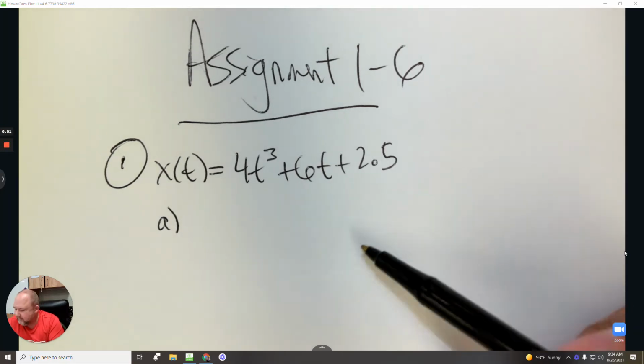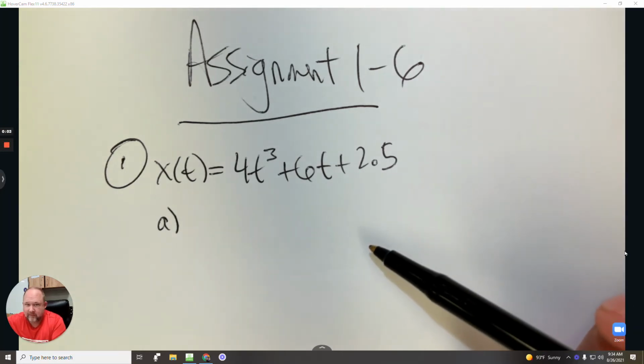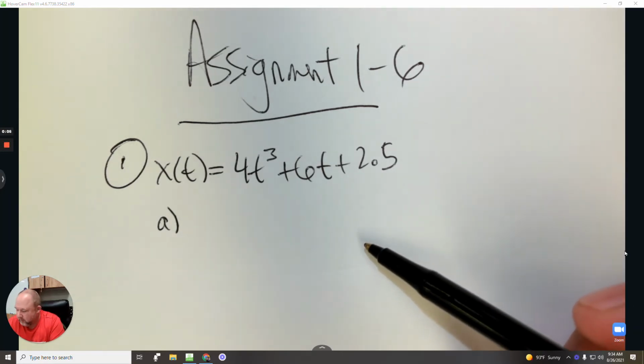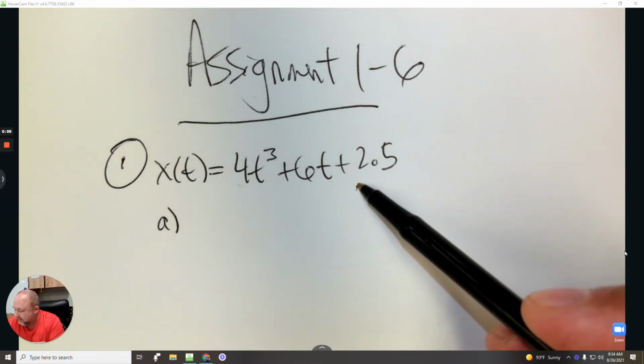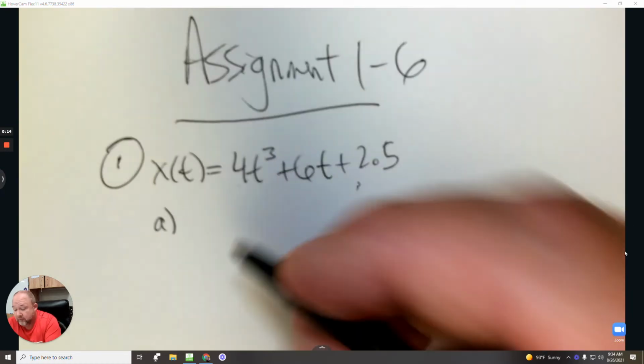Assignment 1-6, position, velocity, acceleration. Here we go. So in question number 1, you're given the position equation, and it's moving in a straight line, and then there's questions. So the first question has to do with velocity.